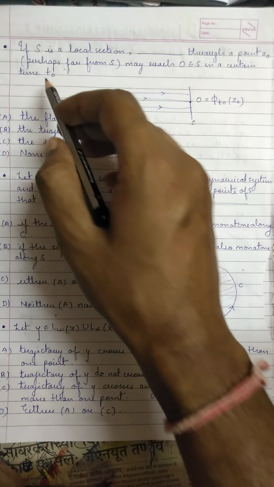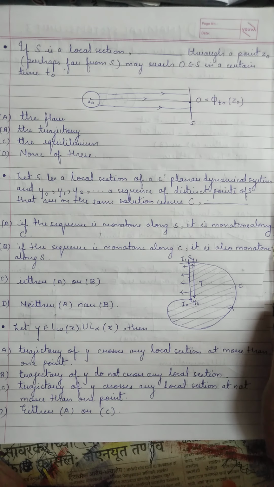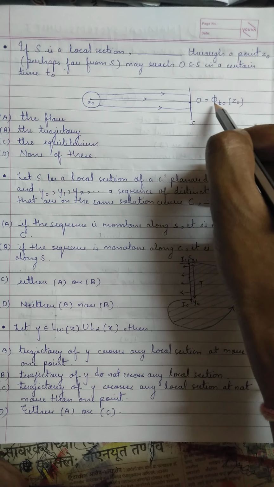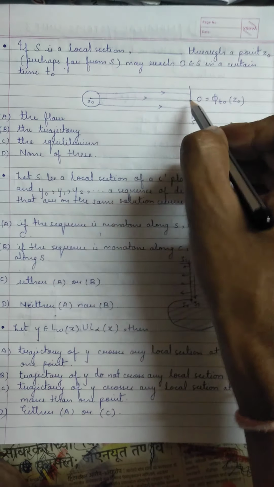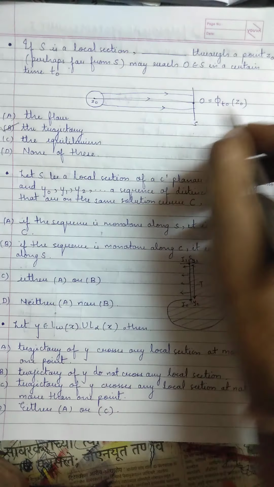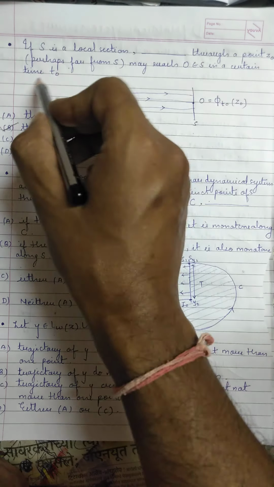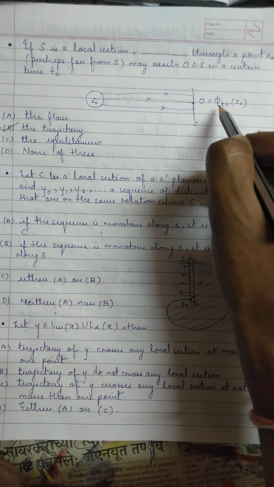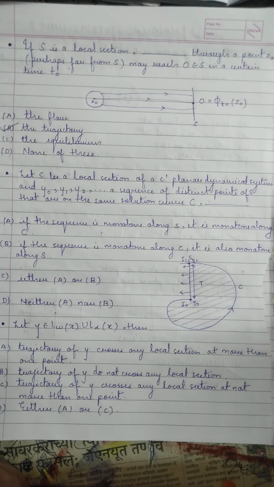Moving on to the next. If S is a local section, dash through a point Z0, perhaps far from S, may reach O belonging to S in a certain time T0. This is the local section S, this is O. Phi t of T0 of Z0, Z0 is this. So this is the trajectory. Phi is for trajectory. In time T0, the Z0 would go from here, here, and phi t of T0 at Z0 equals the origin.